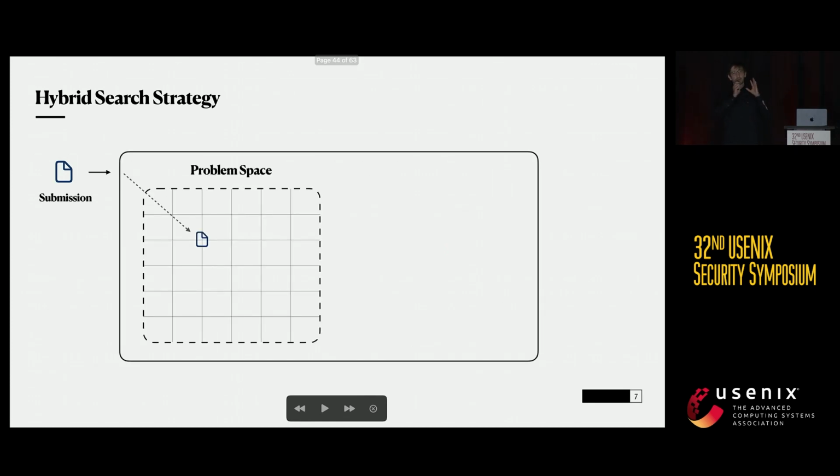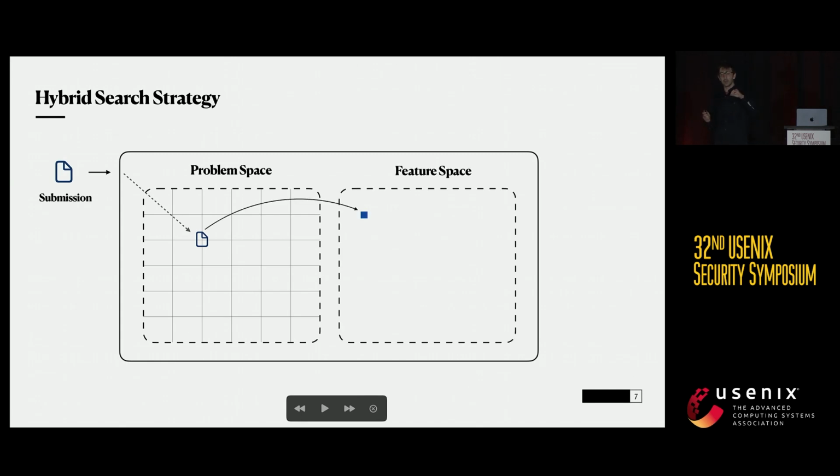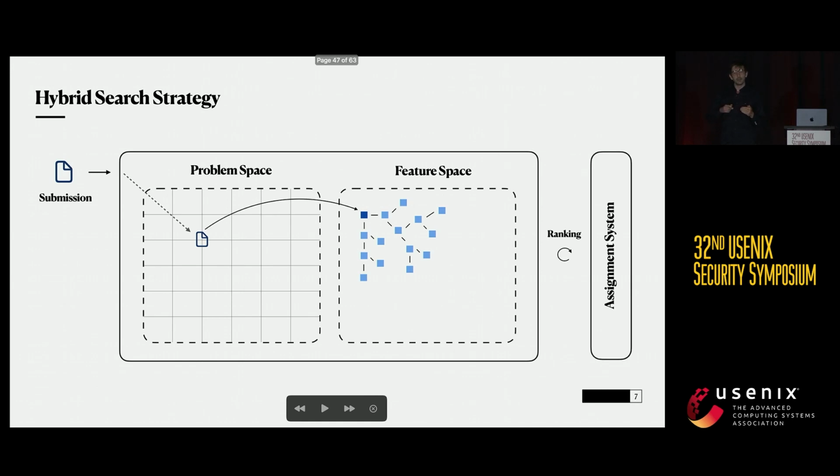So we work with a submission, we are in the problem space, we map it into the feature space. Here we do some search to find a good manipulation vector, so we can find out which words have to be added or removed by constantly asking the assignment system for the ranking of the reviewers. Then we find a good solution. We map it back to the problem space. We instruct the problem space, please add these words or remove these words.